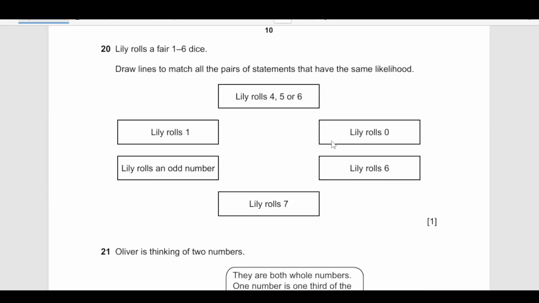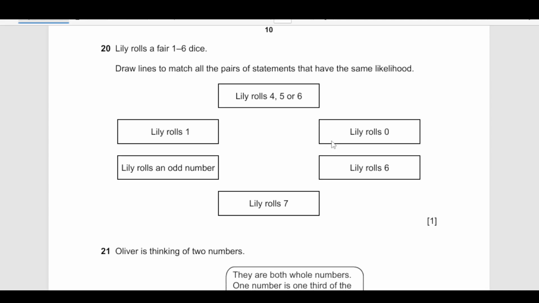Now, number 20, Lily rolls a fair dice 1 to 6. Draw a line to match all the pairs of statements that have the same likelihood. So, the numbers rolled on dice are 1, 2, 3, 4, 5 and 6, right. Lily rolls 4, 5 or 6. So, they are 3 out of 6. That means this is 1 over 2, okay. Lily rolls 0, there is no 0 here. So, this probability is going to be 0. Lily rolls 6, 6 is coming once only, 1 out of 6, and rolls 7, there is no 7 here, it is going to be 0.